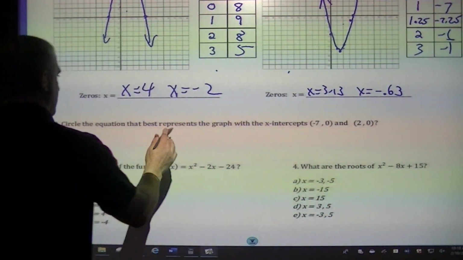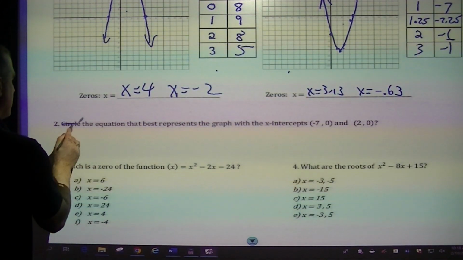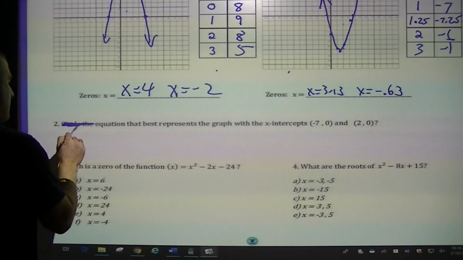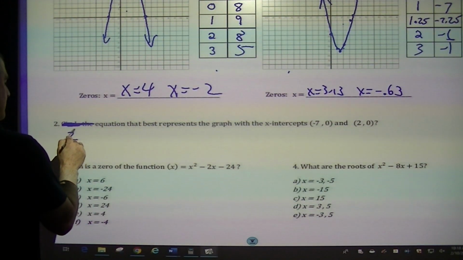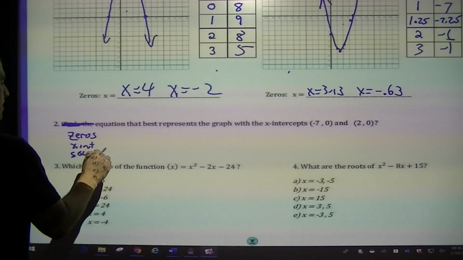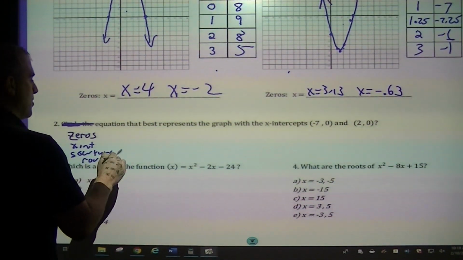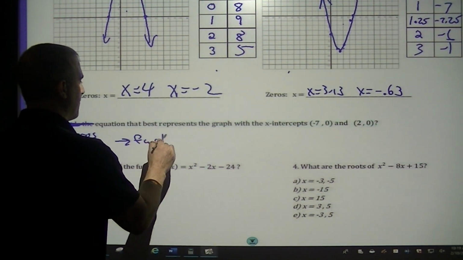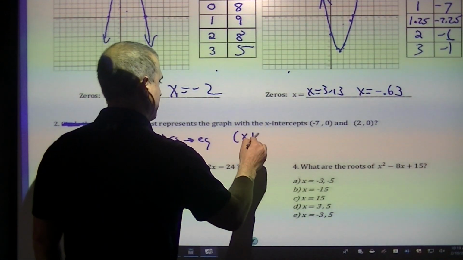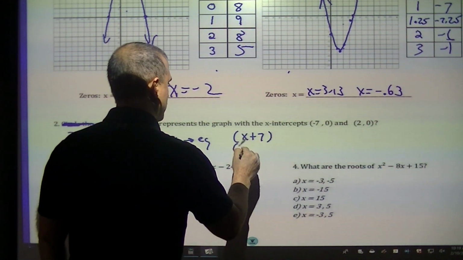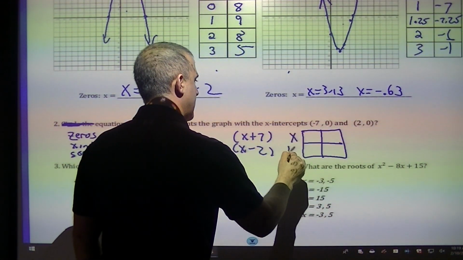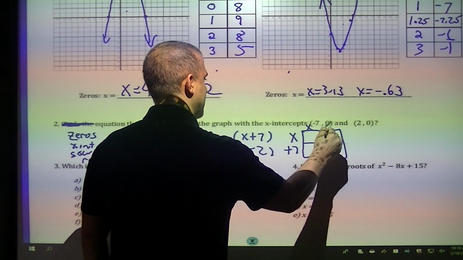Okay? Don't worry about circling the equation. Let's just find the equation. So what I have to do is go from your zeros, x-intercepts, solutions, okay, roots, whatever those words are, to factors, and then from factors we can go to the equation. So what those would be as factors would be x plus 7 and x minus 2. I would use the box to help me. X plus 7, x minus 2.